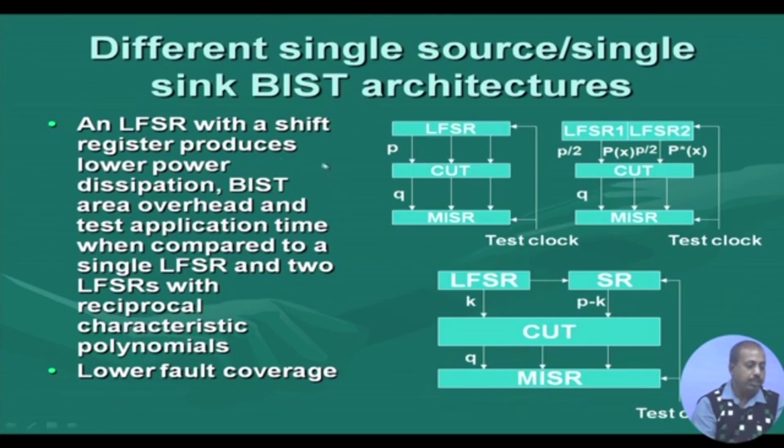The general observation is that an LFSR with a shift register produces lower power dissipation, the best area overhead and test application time when compared to a single LFSR and two LFSRs with reciprocal characteristic polynomials. So, this structure is better as far as power consumption and area overhead are concerned, but the fault coverage is going to be less, that is obvious, because the LFSR itself is of lesser length. So, the variety will be less, and the fault coverage is going to be less. We will continue in the next class.